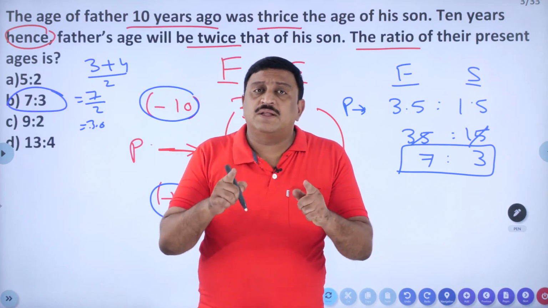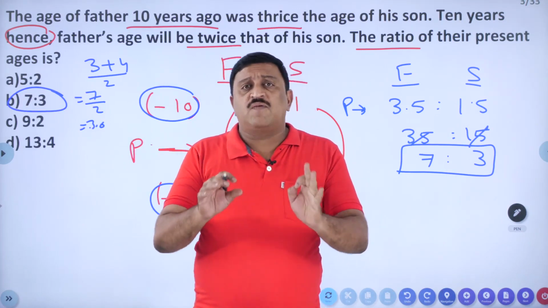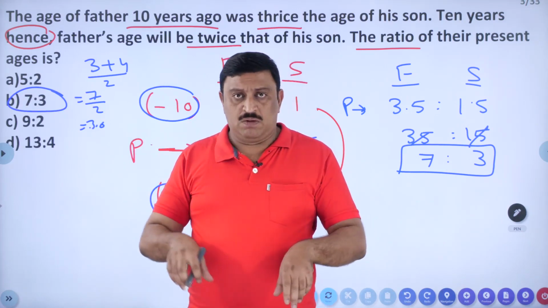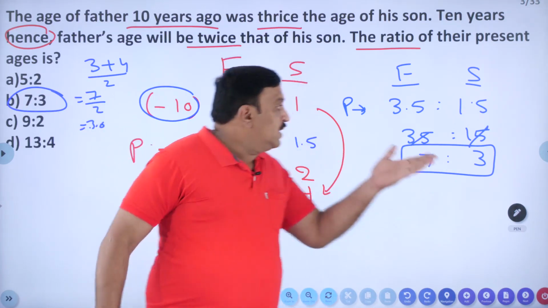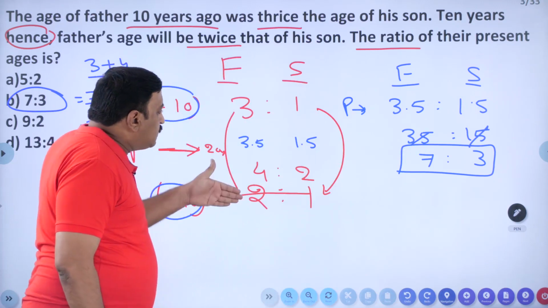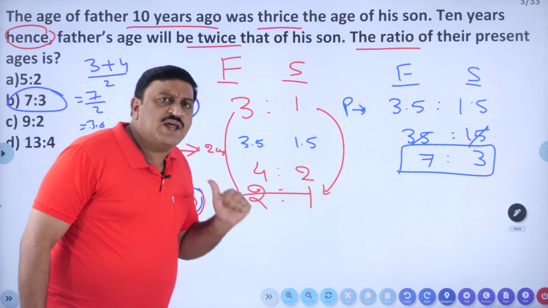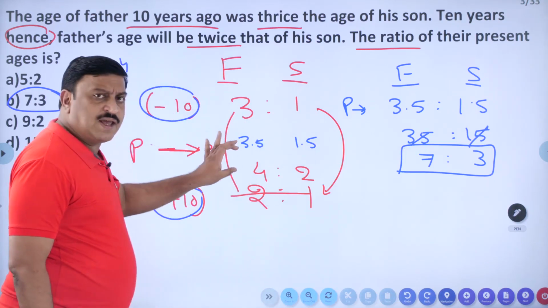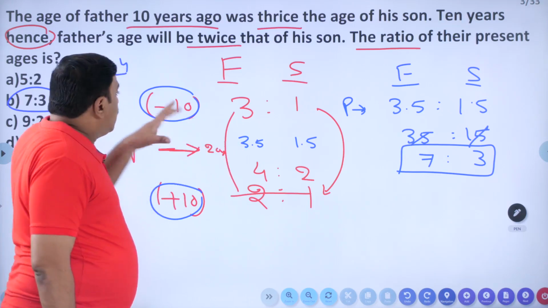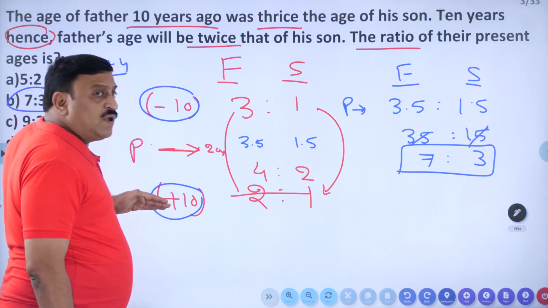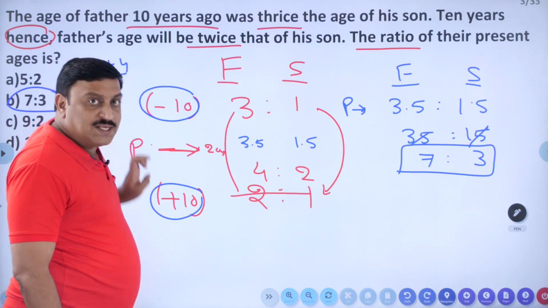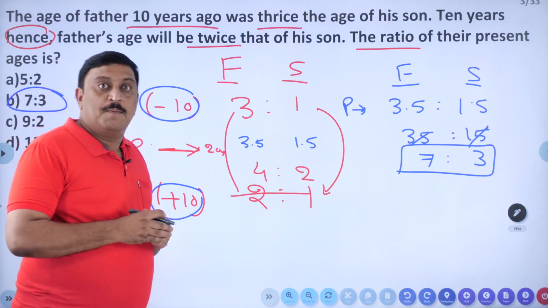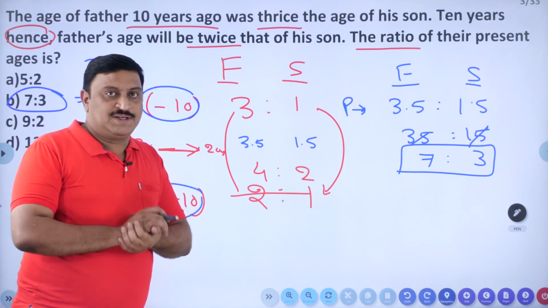Why have I done the previous one? To confirm whether you are right or wrong. Right? We have done that one. Previously we confirmed 7 is to 3. Same 7 is to 3 we got just by taking the average. Why have I taken the average? The average is taken because of 10 years back and 10 years after. So your present data should be in the middle. Middle is nothing but average.